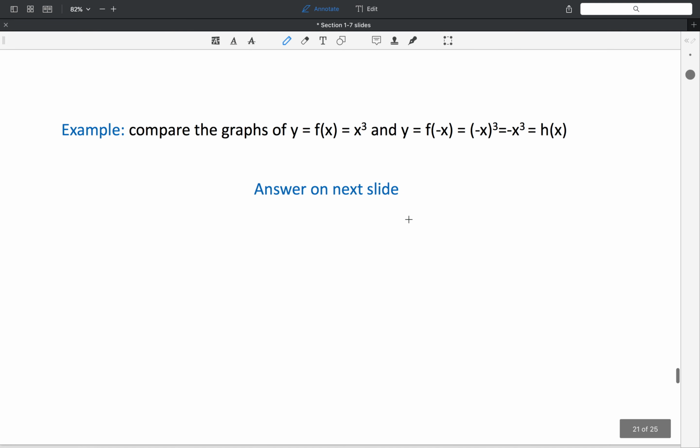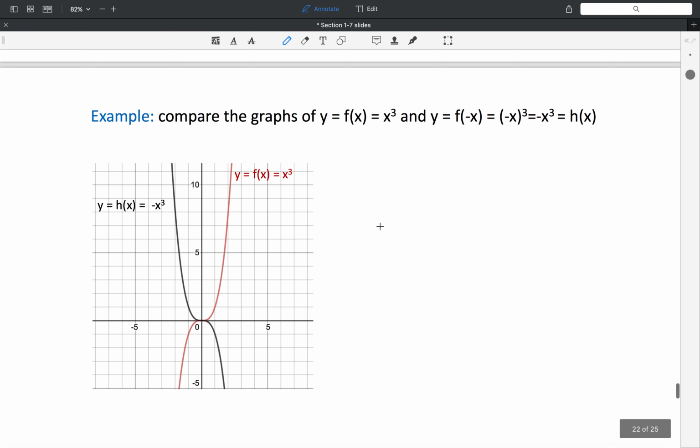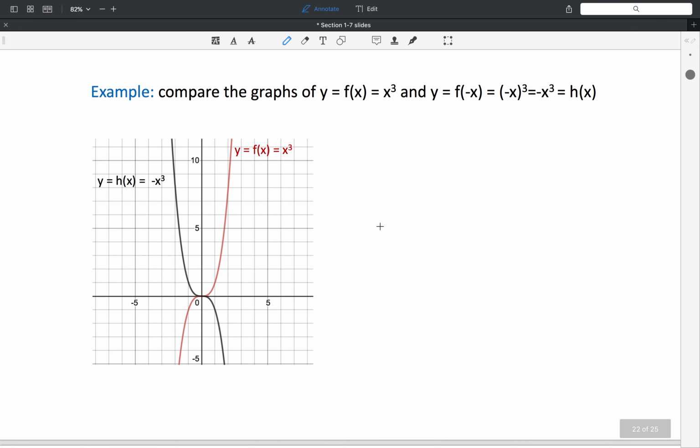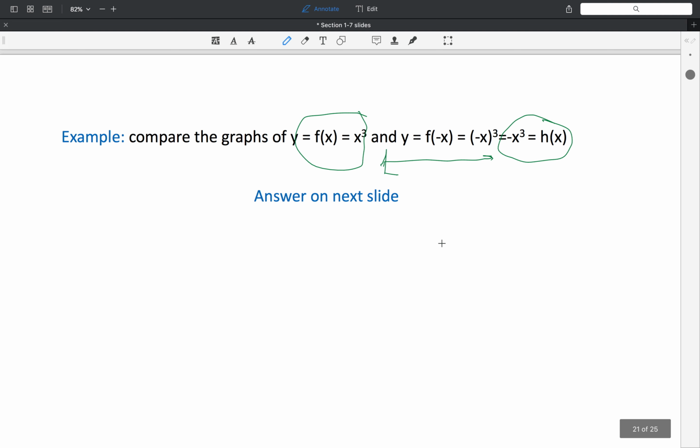Here's another example. I want you to compare the graphs of f of x equals x cubed, and then f of minus x, which is minus x cubed. So we get that. Okay, so again, we want to see what changes when we compare these two graphs. Why don't you go back, pause, work on it, and join me there. Okay, let's pretend I didn't jump ahead and give you a sneak preview. Okay, so now we'll go ahead.